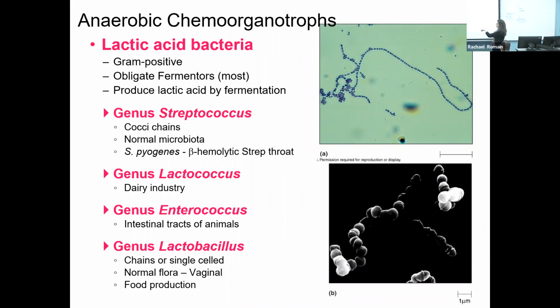Lactobacillus. Those are organisms that are typically all found in normal flora, but they're all used in food production as well. So these organisms come in lots of different ways that we see them and use them, but we're grouping them in this case because they all produce lactic acid.